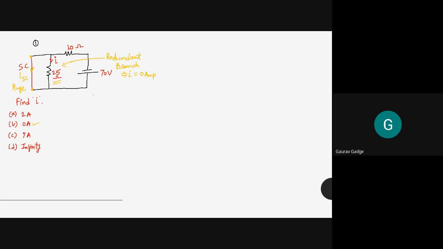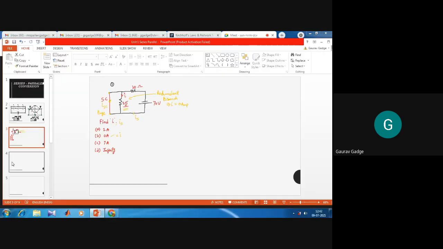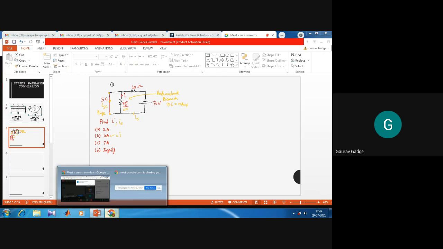Now if you ask me what should be the value of current through the 10 ohm branch, let us say that current is the source current. Can anyone tell me the value of the source current? The current through the 25 ohms branch is 0. What should be the value of source current? Now don't write in the chat box, because I am not able to see you, otherwise I have to reduce. 7 ampere.